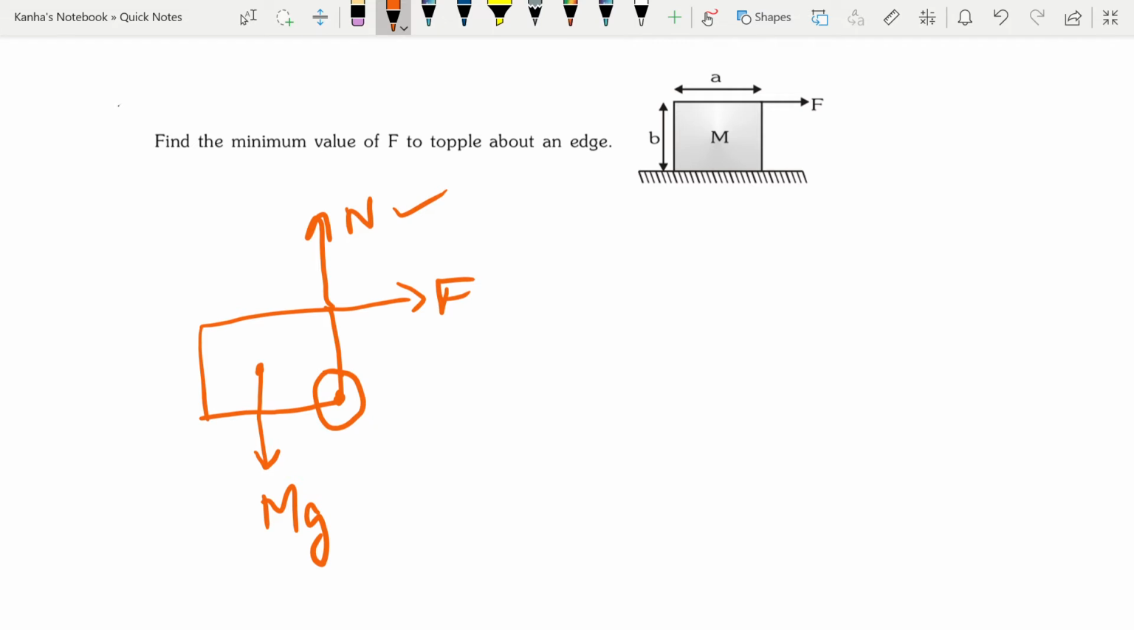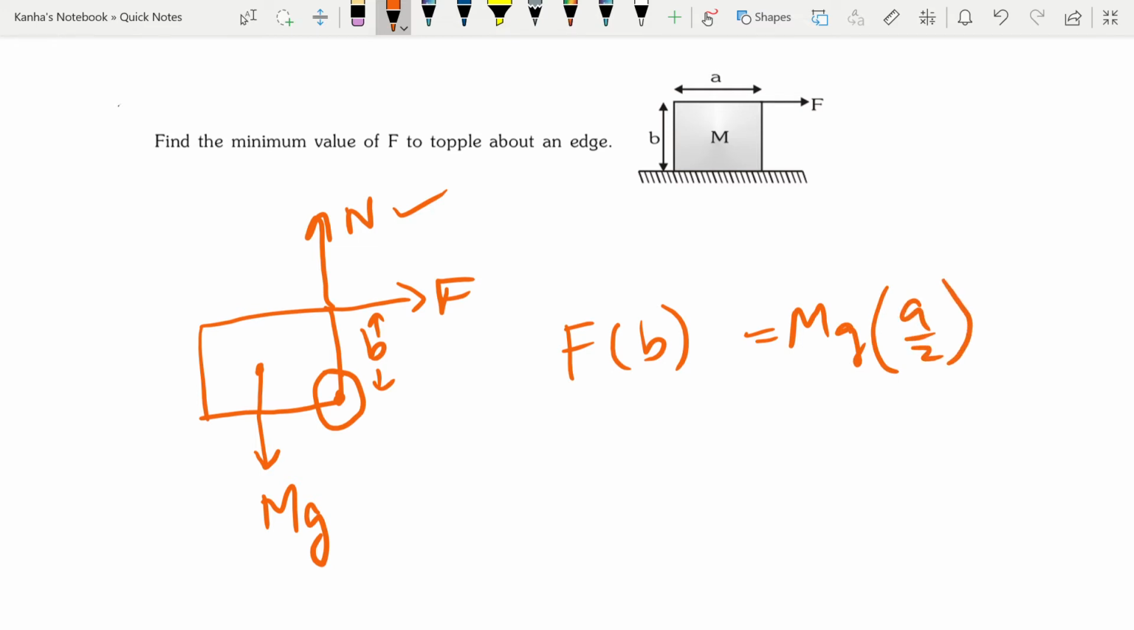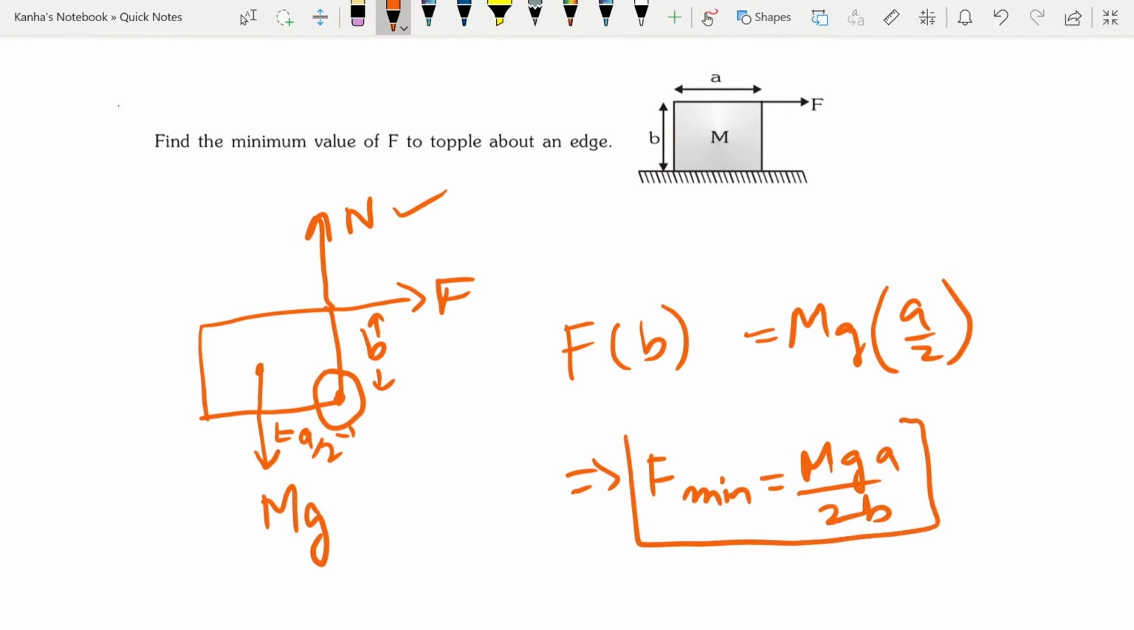You have a normal reaction along one of the edges, and if you take the torque about the point O, what you see is F into this height, which is b. So F into b, which is r into F, basically r cross F. F b will turn out to be mg into a by 2, because this length is a by 2. That implies F minimum is equal to mg a by 2b. This is the minimum force required to topple the object.